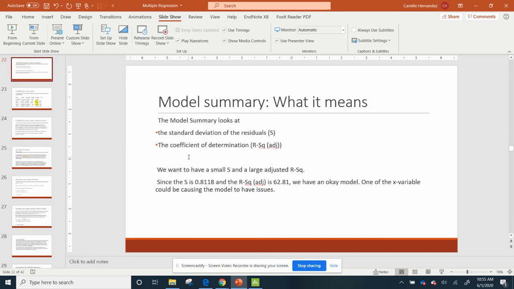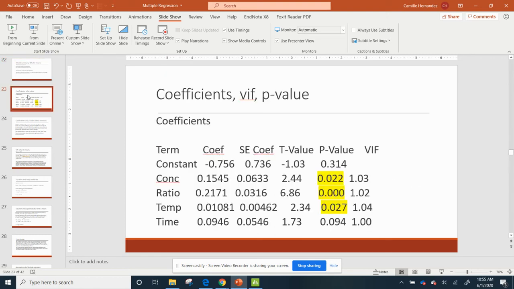Okay, so again, the model summary looks at the standard deviation of the residuals and the coefficient of determination. We want to have a small s and a large adjusted R-squared. So since our s is 0.8118, and the R-squared adjusted is 62.8, we have an okay model. One of the X values could be causing the model to have issues. I mean, it's okay, but I would like it better, right? So now I'm going to look at my p-values, and again here, if I'm looking at a 0.05 level of significance, all of these would be significant. This time one would not be significant.